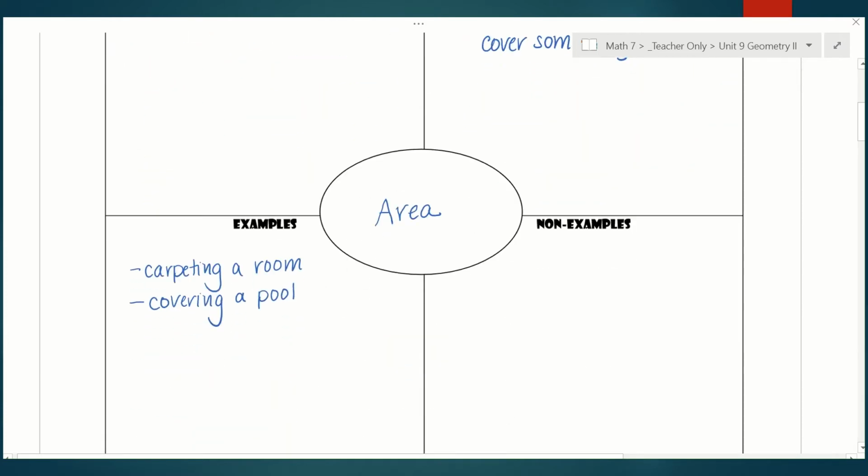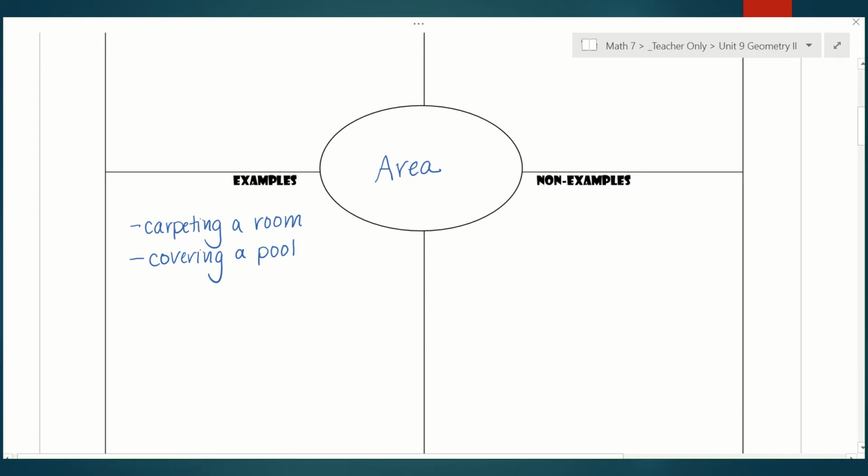Okay, so along those lines are some non-examples. So why don't we say a couch cover, since we just talked about that. Okay, that's a three-dimensional object that we're trying to cover. Kind of similar, I mentioned a box. So maybe if you're wrapping a gift, so even though we're trying to cover that gift, it's not flat. It's a three-dimensional box. And so that is considered surface area, not regular area. We could say painting a room.